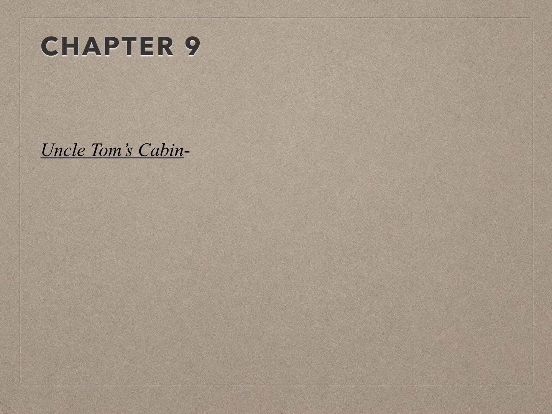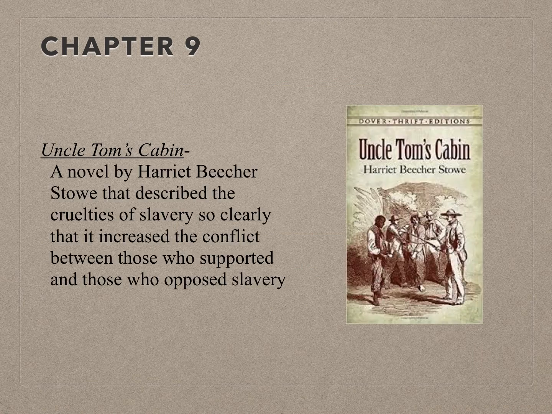Uncle Tom's Cabin, that one is in italics for a reason. It's a book. Uncle Tom's Cabin is a novel written by a woman named Harriet Beecher Stowe that was about slavery, and it described how cruel slavery was so clearly that it actually fanned the flames of tension and increased conflict between people who supported slavery, who thought it was unfair, and people who opposed slavery, who thought it showed just how horrible slavery is.